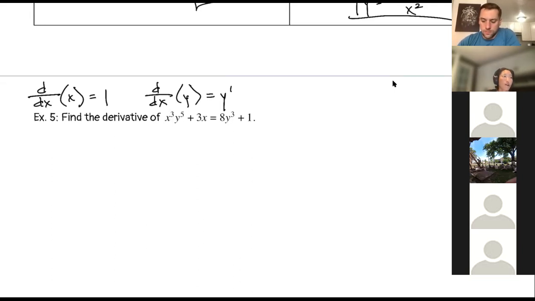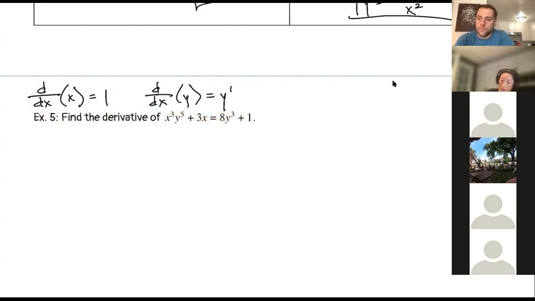We're going to be using all the rules that we already know. And we're going to just make sure that anytime we're looking for a derivative with respect to x of x, that's going to be 1. But if we're finding a derivative with respect to x of y, that's going to be y prime. Okay.